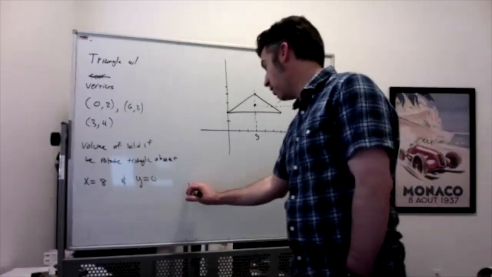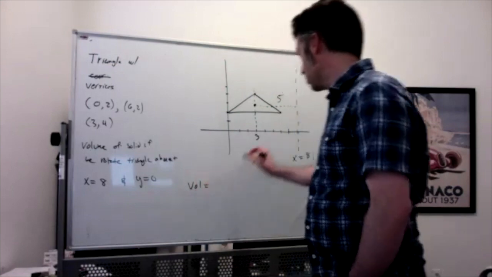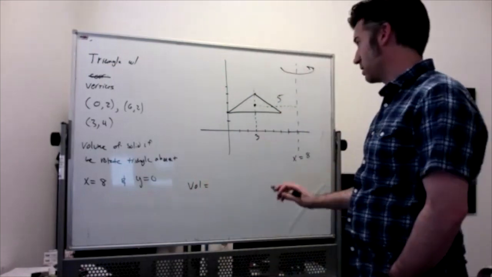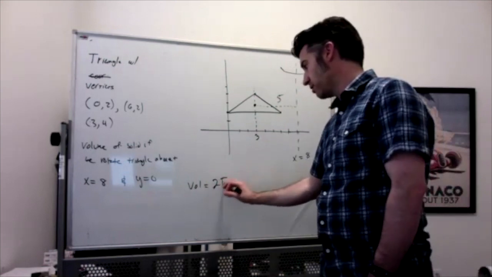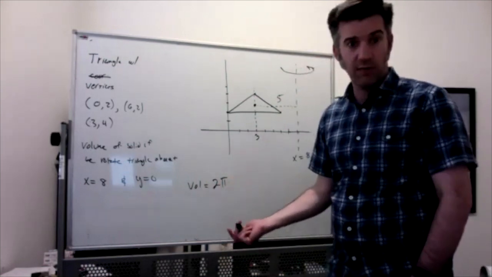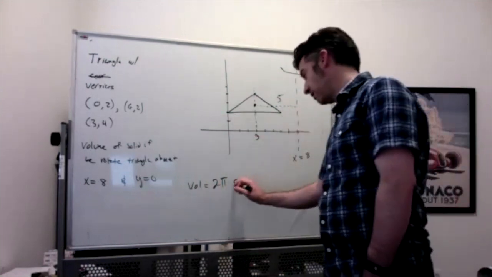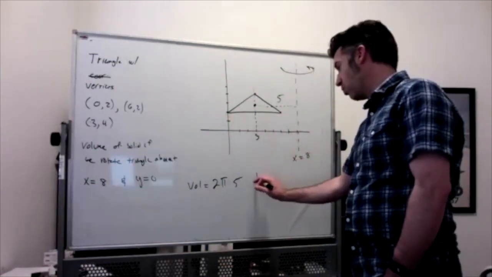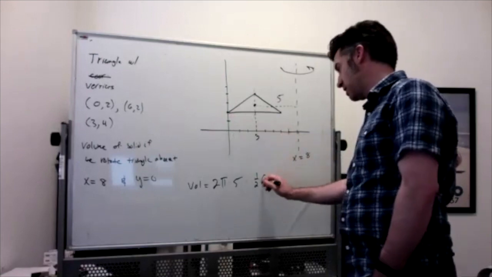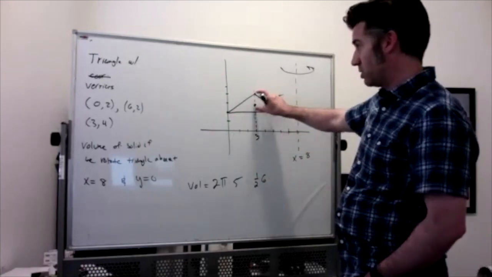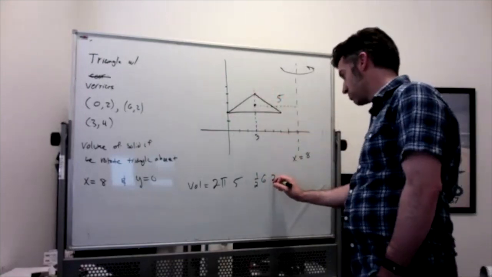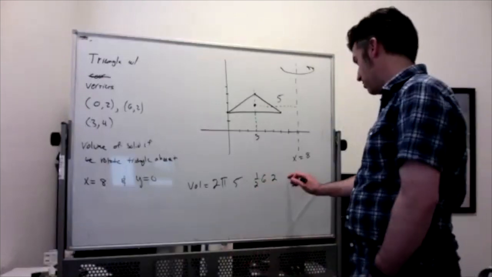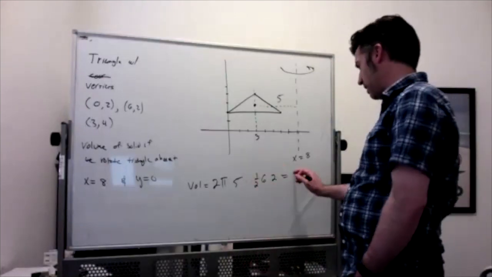So the volume you get when you revolve this around the line x equals 8 is going to be 2 pi times the distance from the center to the line, which is 5, times the area of this triangle, which is 1/2 the base, which is 6, times the height, which is 2. No big deal. That's going to be what? I don't know, 60 pi.